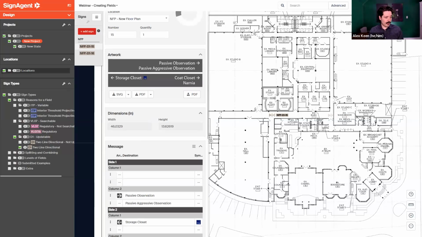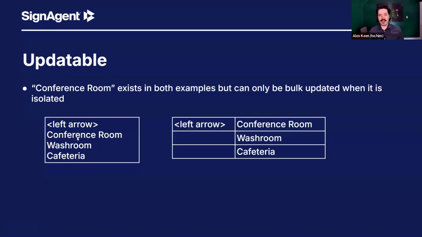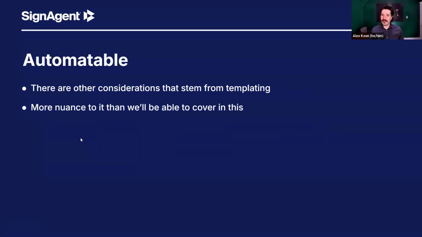Okay, so we've gone through what changes, what we want to find, what we want to update. The last thing, and it's not one we can go into super deep depth on, is what do we want to be automatable? When it comes to templating artwork, there are certain considerations and just ways that templates work that mean that we have to adjust the way that we're setting up our fields. There's a lot to this, and we don't unfortunately have time to get into it all today.